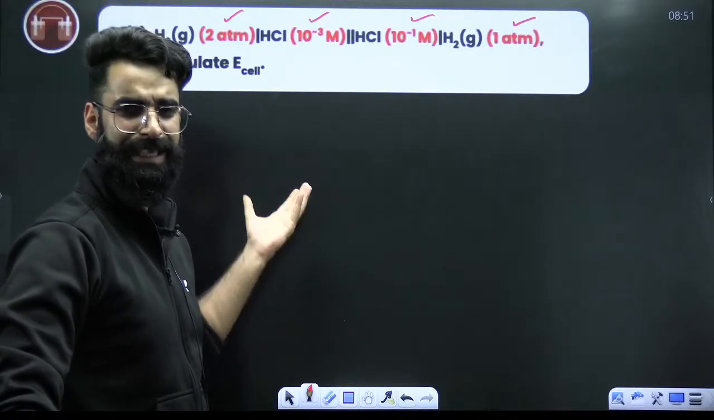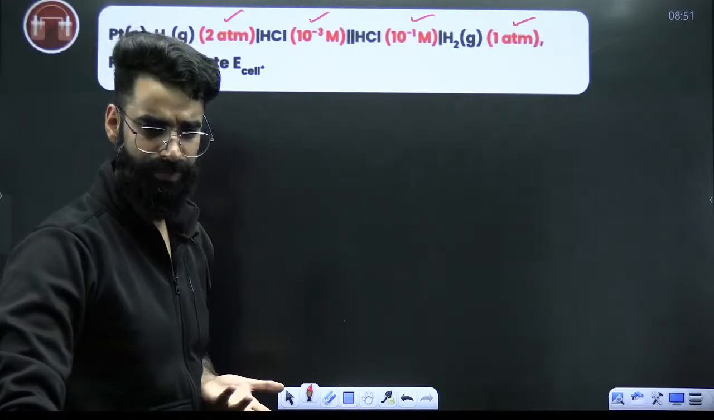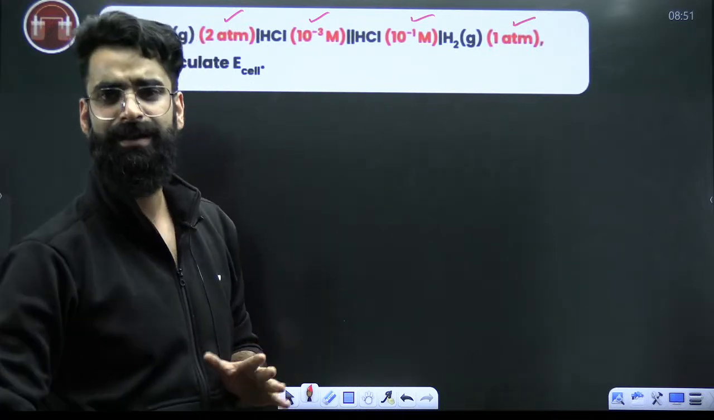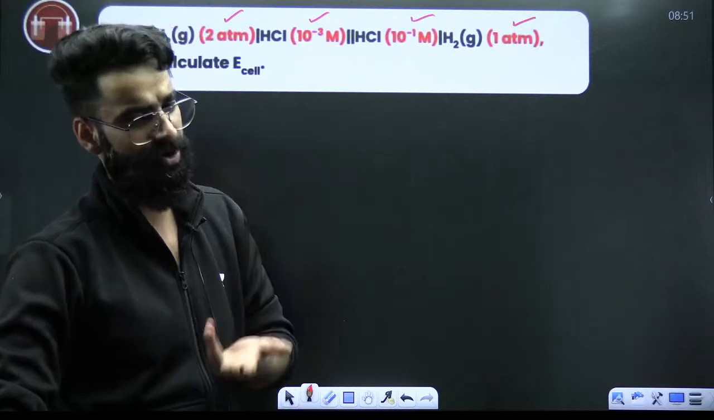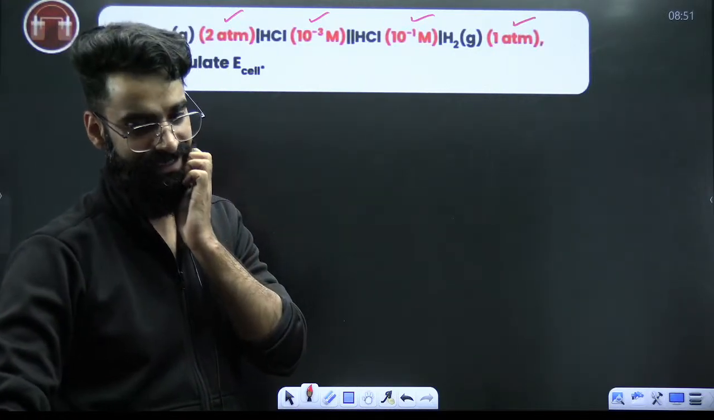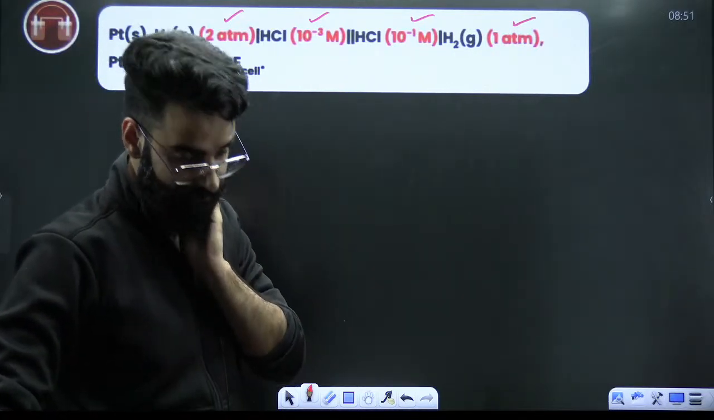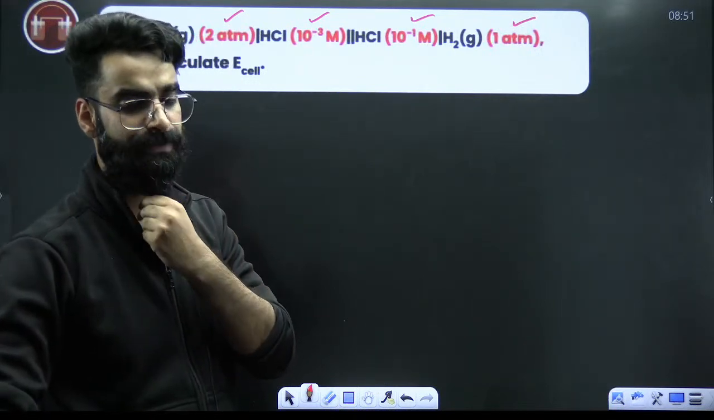E naught cell is 0. Then you'll be using the Nernst equation. You'll be at the end getting E cell. And if E cell comes out to be positive, cell reactions will be spontaneous. If it comes out to be negative, they'll be non-spontaneous. Is this clear to you?